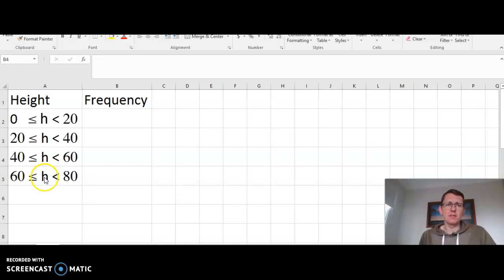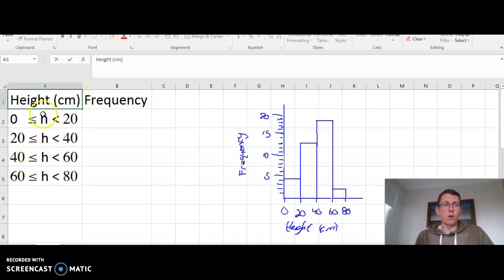If I have someone, for example, who is 40 centimeters long, they're not going to put them in this group because that's less than 40 centimeters. They're going to be in here, which makes sense with our histogram. So this is what the frequency table would look like as a histogram.